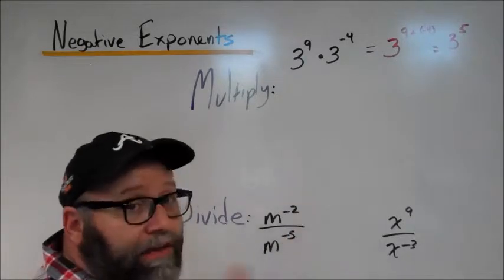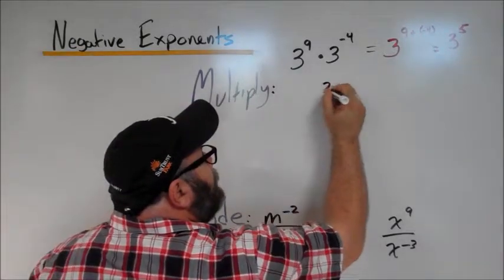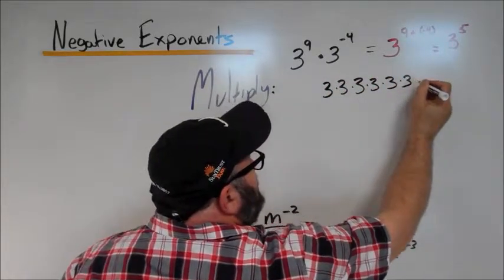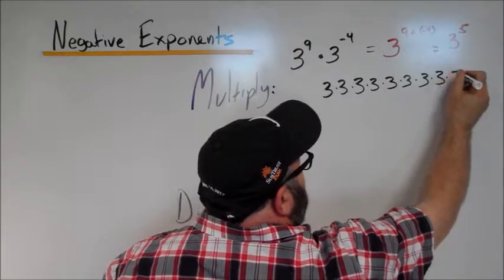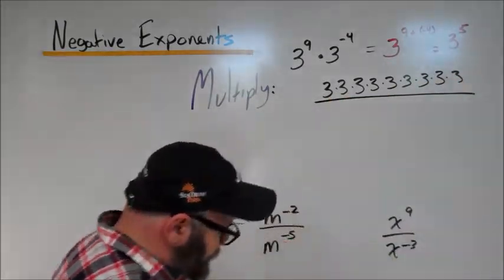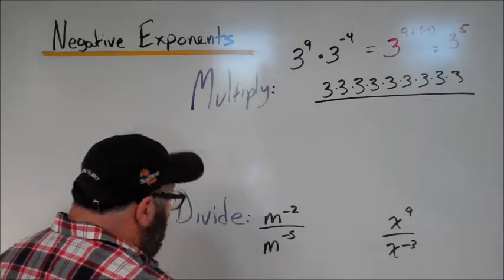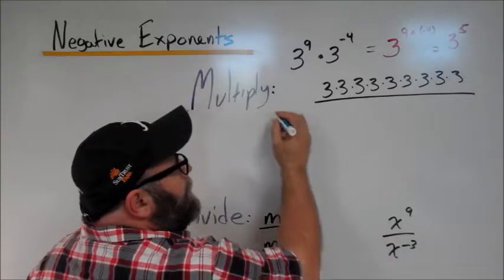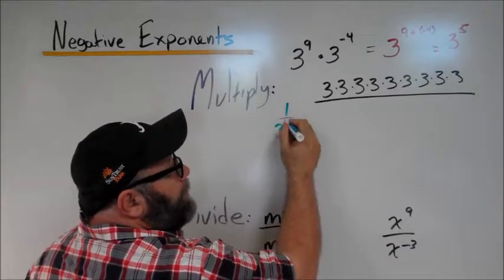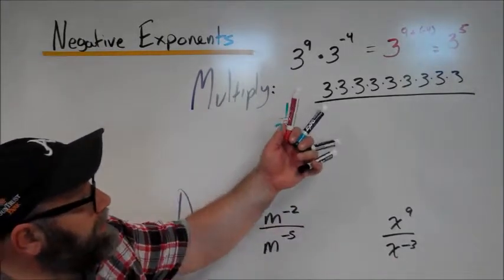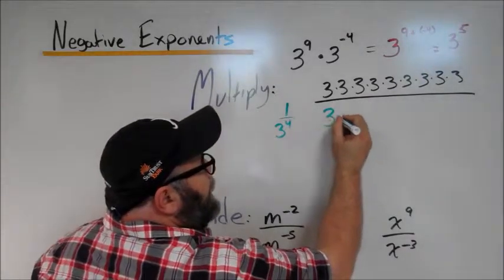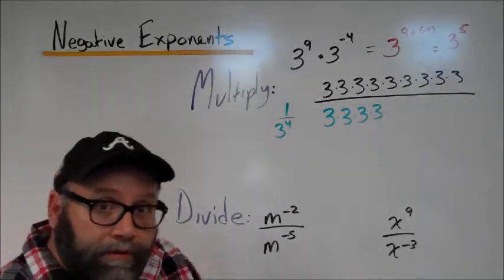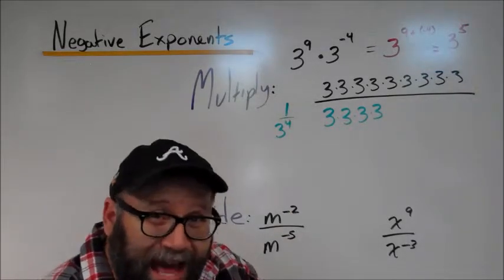If I look at 3 to the ninth, that gives me 3 times 3 times 3 times 3 times 3 times 3, that's 6 of them, times 3 times 3 times 3. There's 3 to the ninth over, and this says 3 to the negative fourth. Now 3 to the negative fourth, don't forget, is 1 over 3 to the fourth. So for multiplying these together, that gives me 3 times 3 times 3 times 3 in my denominator.